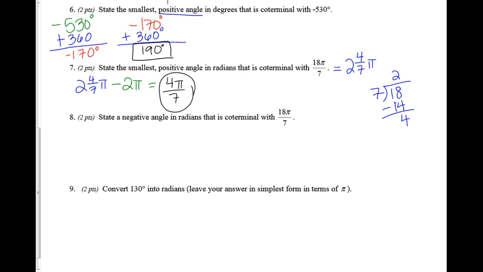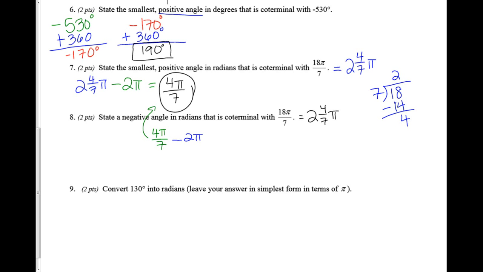Number 8, state a negative angle in radians that is coterminal with 18 pi over 7. Well, again, 18 pi over 7 was 2 4/7 of a pi. So in order to go negative, I would have to subtract 2 pi. I already did that up above, and when I subtracted 2 pi one time, it got me to 4 pi over 7, but now I'm going to have to subtract 2 pi again.